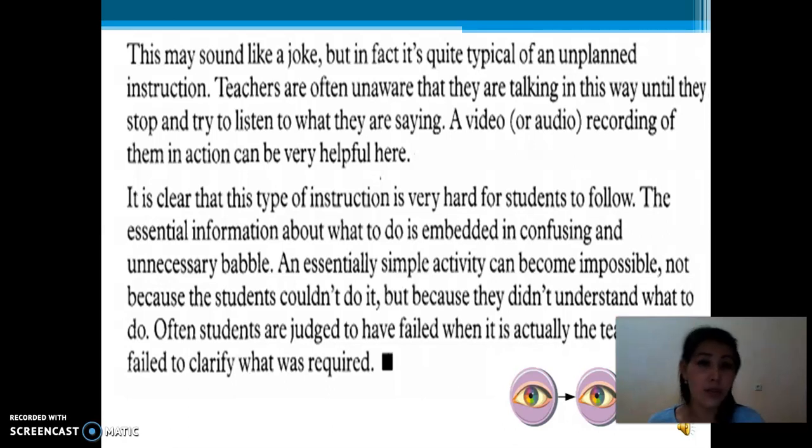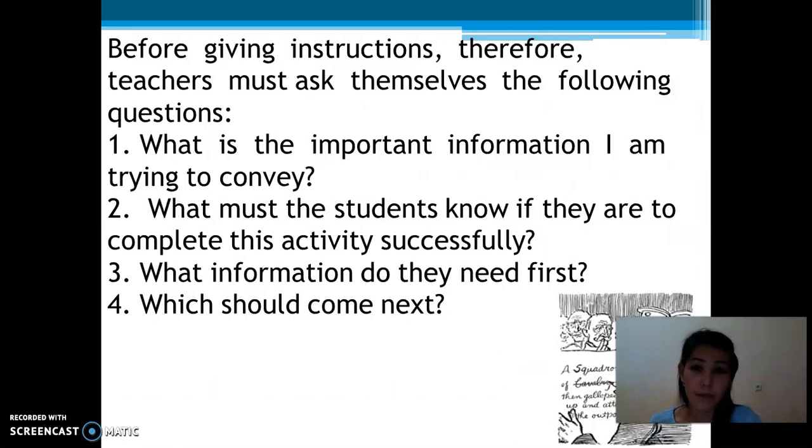And by doing this drawing task, you may understand how they understand your instruction, how correctly they understand and how they follow the instruction as well.